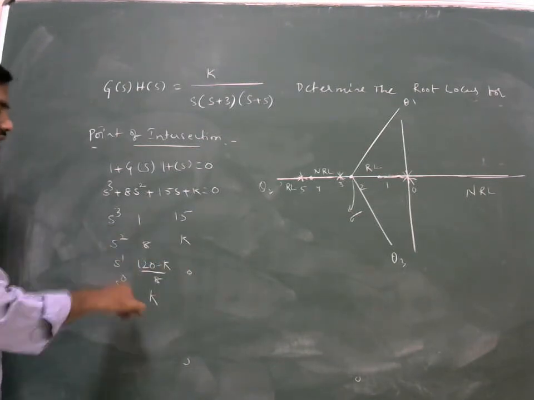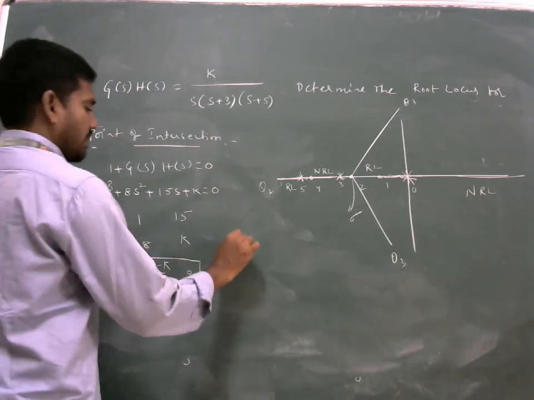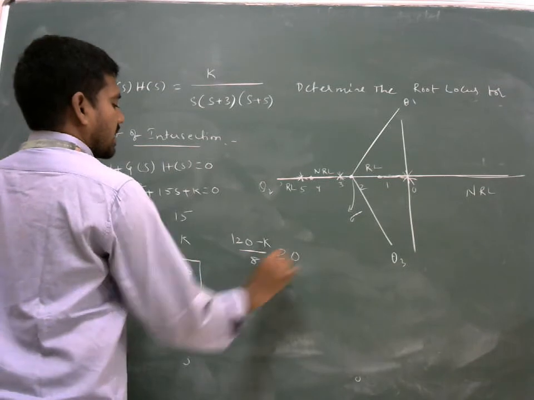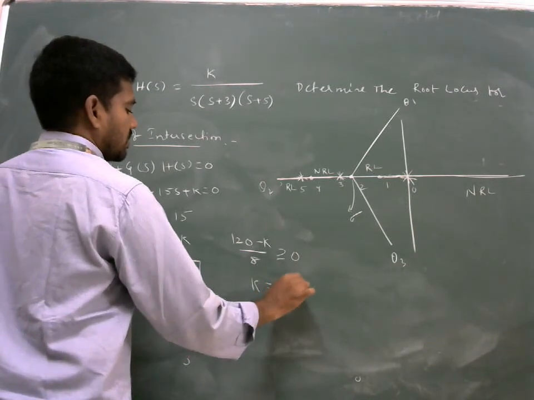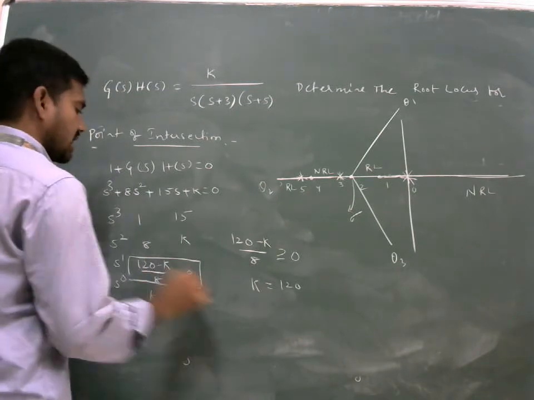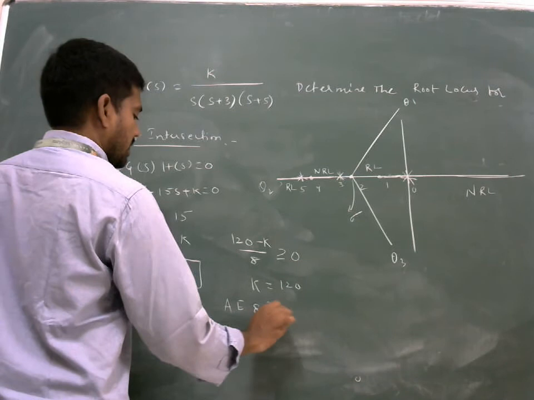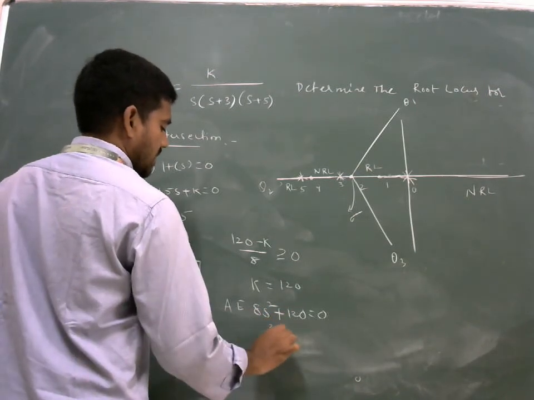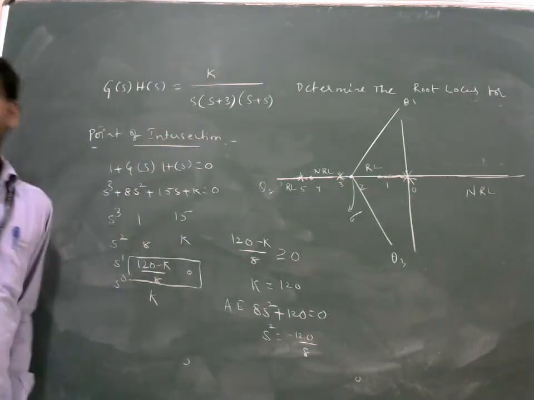Now, what is the k marginal? 120 minus k by 8 must be greater than or equal to 0. From this, what are we going to get? K is equal to 120. Now, what is the auxiliary equation we are going to get? Auxiliary equation is 8s square plus 120 equal to 0. From that, s square is equal to minus 120 by 8. How much are we going to get for the s value?